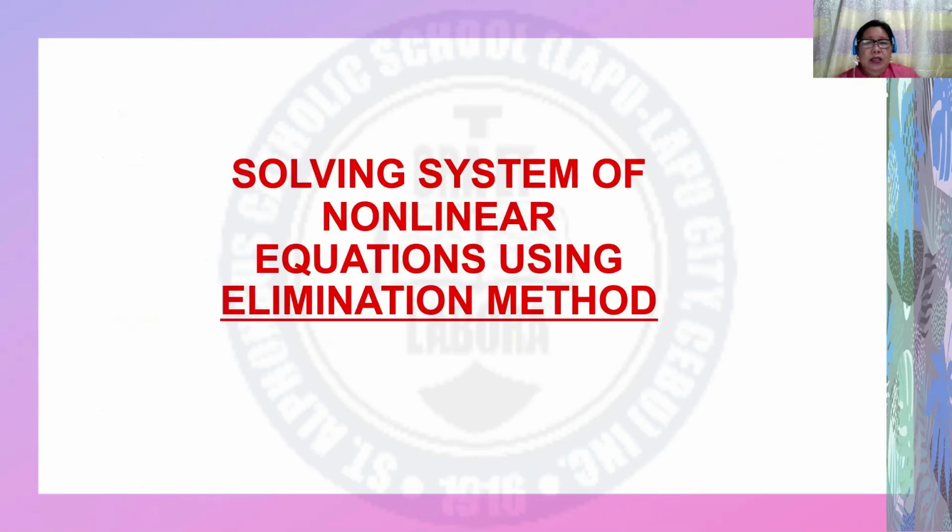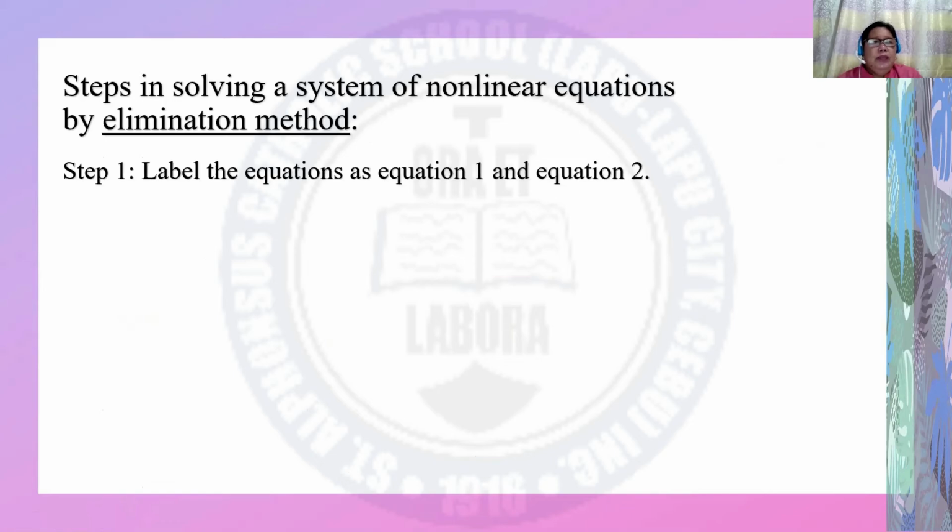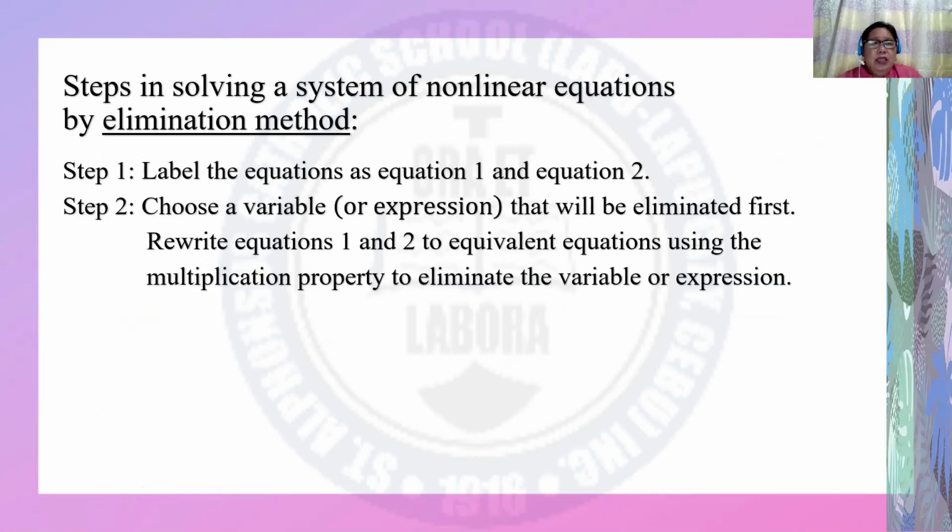Let us have now the solution of the system of nonlinear equations using elimination method. And the steps in solving a system of nonlinear equations by elimination method are the following. Number 1. Label the equations as equation 1 and equation 2. Step 2. Choose a variable or expression that will be eliminated first. Rewrite equations 1 and 2 to equivalent equations using multiplication property to eliminate the variable or expression.